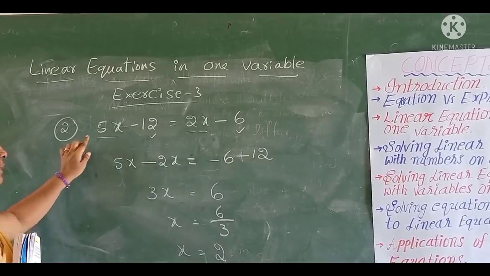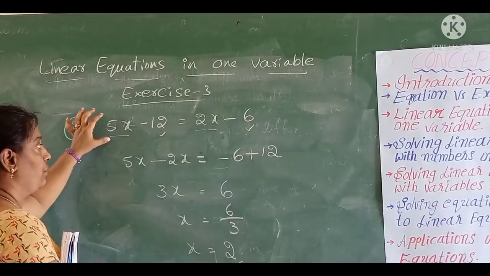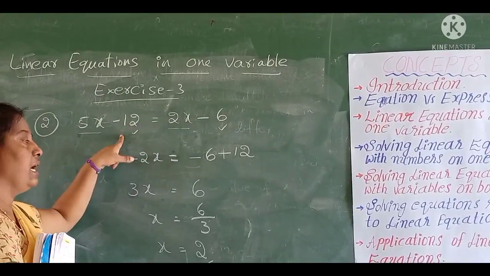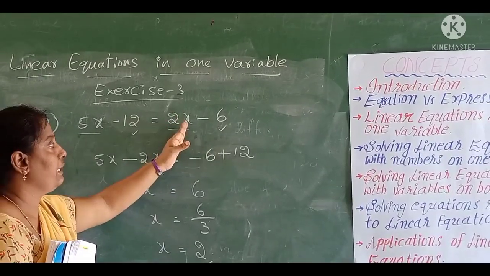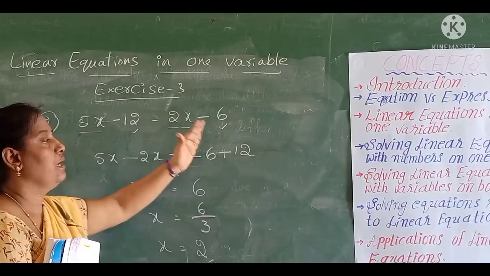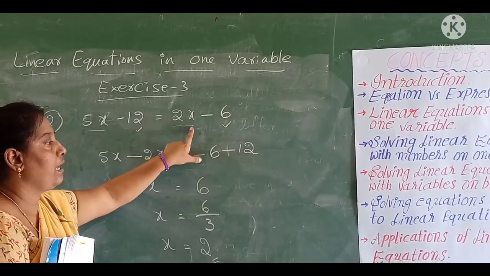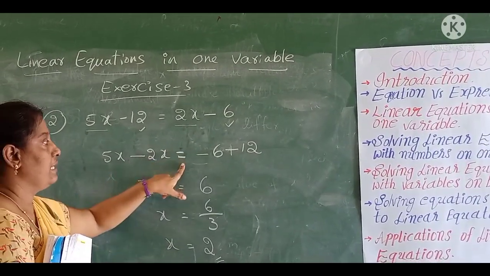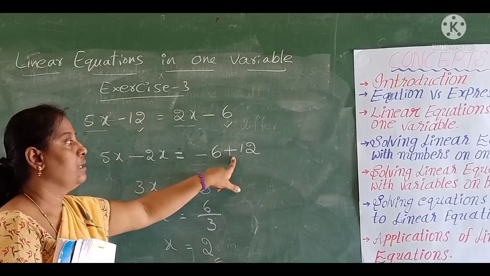Once again I am telling, 5x minus 12 is equal to 2x minus 6. So variables are on the left side and right side also. Constants are on the left side and right side. How to solve? By using the transposition method only. All variables move to the left side, all constants move to the right side. So 5x is on the left side. Here 2x on the right side, moving to the left side, it will become negative. Is equal to, right side is minus 6, minus 12 moving to that side is plus 12.